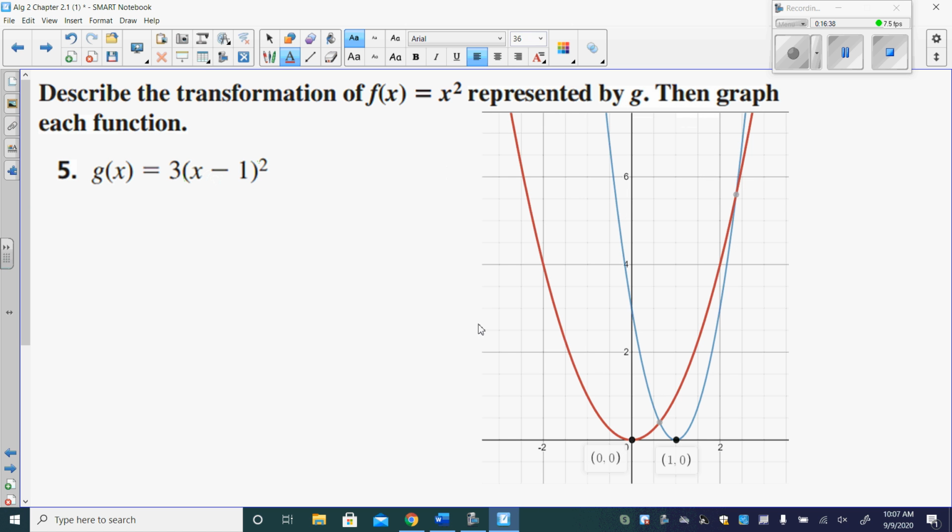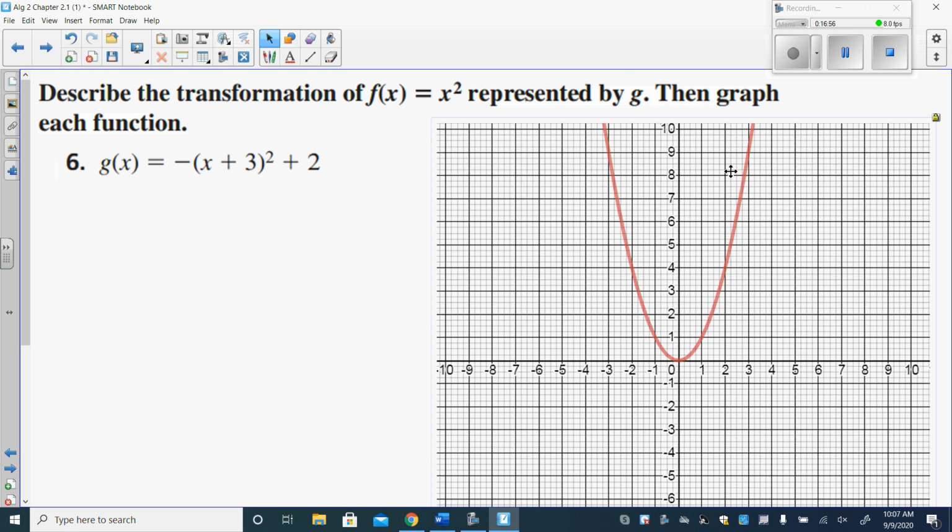So when we look at the graph, and again, we can put it in the graphing calculator, our vertex was moved 1 unit to the right, so it was at 0, 0, and now it's at 1, 0. And if you notice that it's increasing faster, it's skinnier than the red one, so it has a vertical stretch. Now that brings us to the last one here.